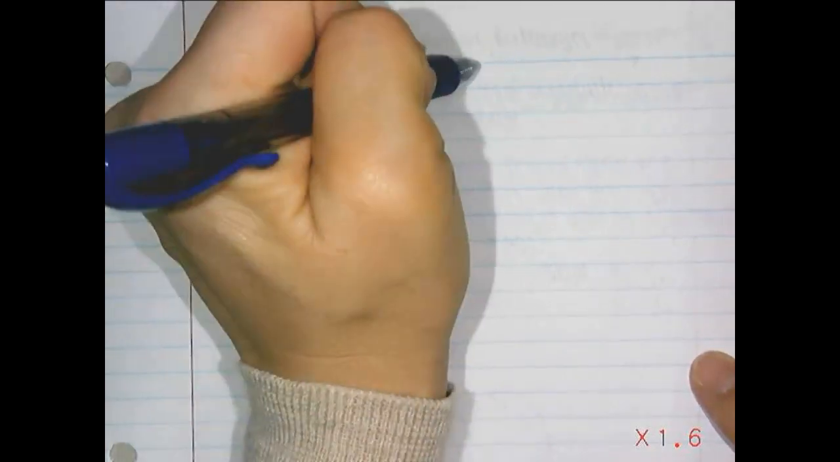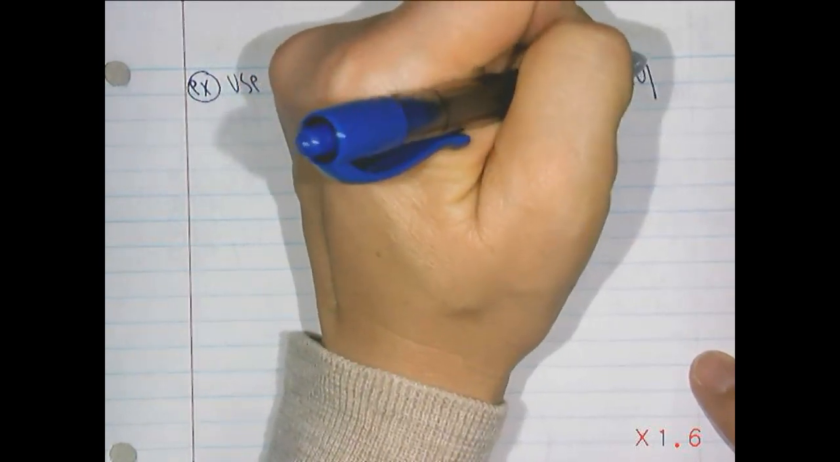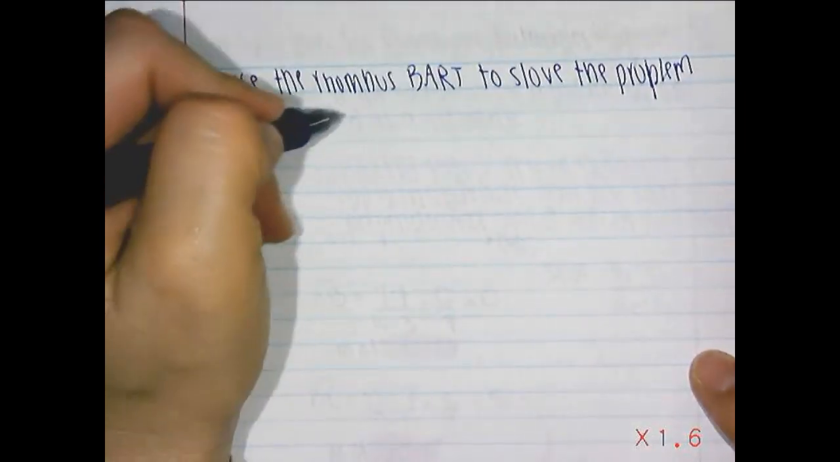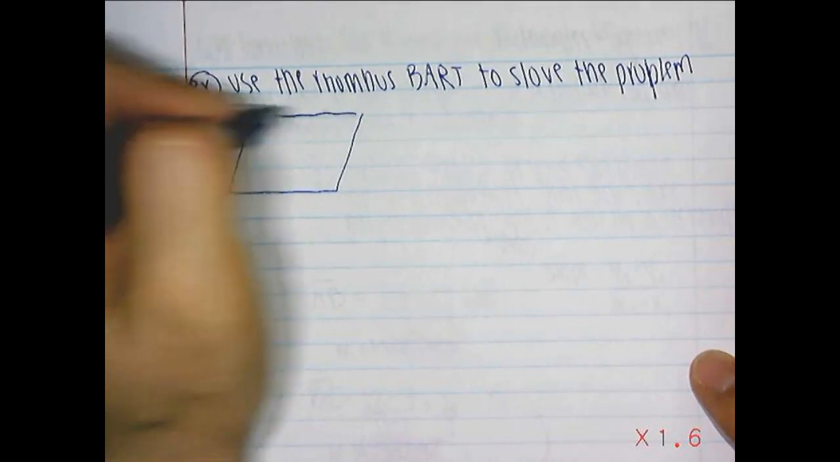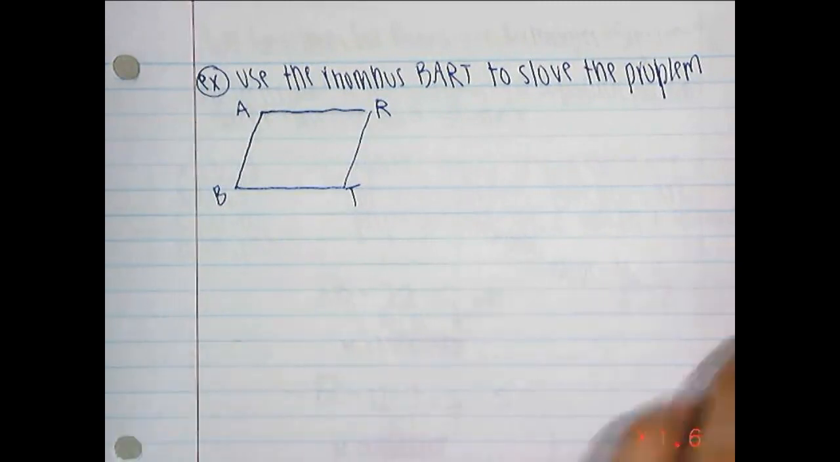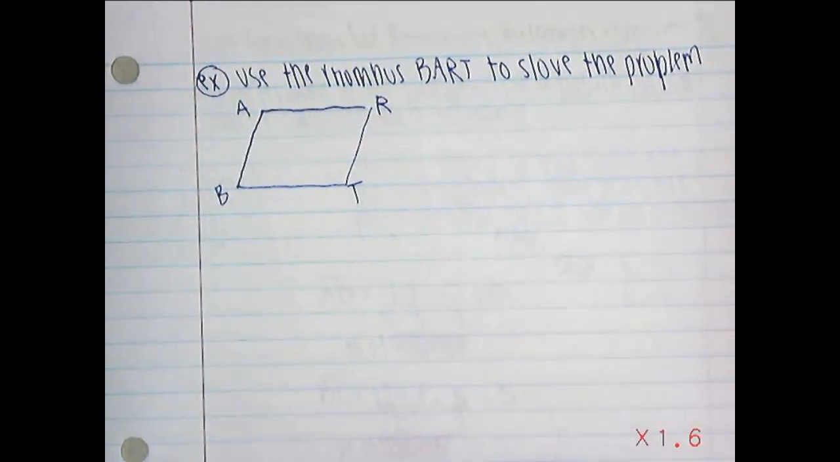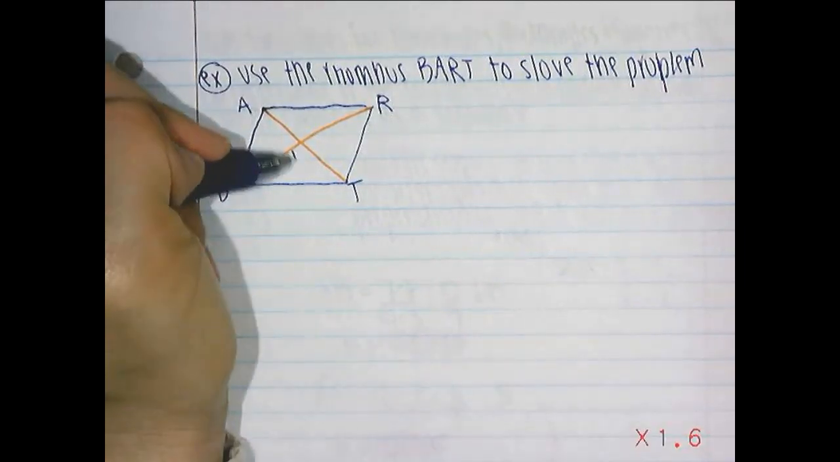Use the rhombus part to solve the problem. B-A-R-T. Okay, I'm going to go ahead and draw in some diagonals here. Here's one diagonal, and here's another diagonal. And where the diagonals cross, I'm going to call that point K.